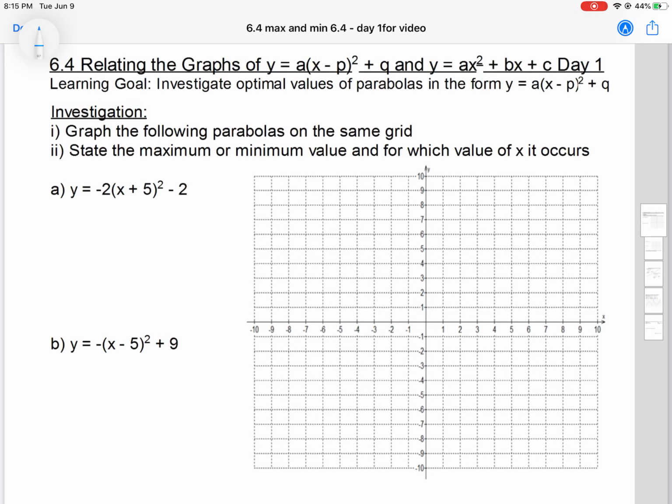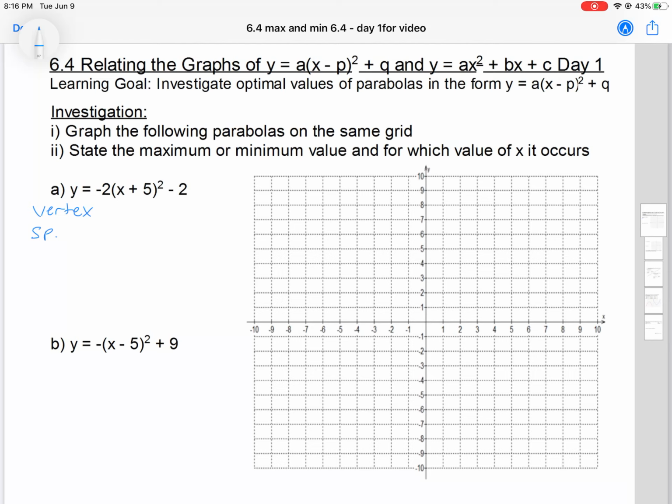Okay, so here it says, state the maximum or minimum value and which value it occurs at, and graph the parabola. So we'll review that a little bit as well. Okay, so you always need two things. We need the vertex and we need the step pattern.